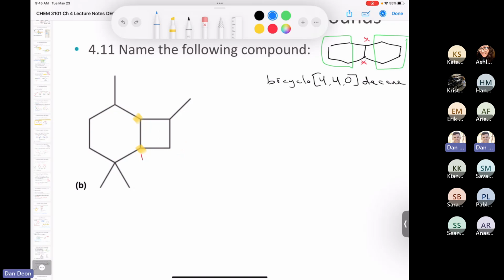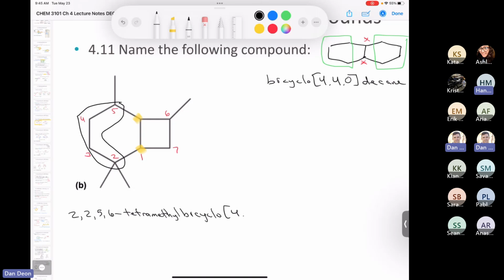So I'm going to start numbering where I have the red number 2. I'm going to delete this, and I'm going to put 1, 2, 3, 4, 5, 6, 7. So there you go. It's a bicycloheptane, and I have methyl groups at carbons 2, 2, 5, and 6. So I would call this 2, 2, 5, 6, tetramethyl, bicyclo, 4 carbons in this bridge here, 2 carbons in this bridge here, 0 carbons in this bridge, and then heptane, like that. So now you know how to name bicyclic compounds.